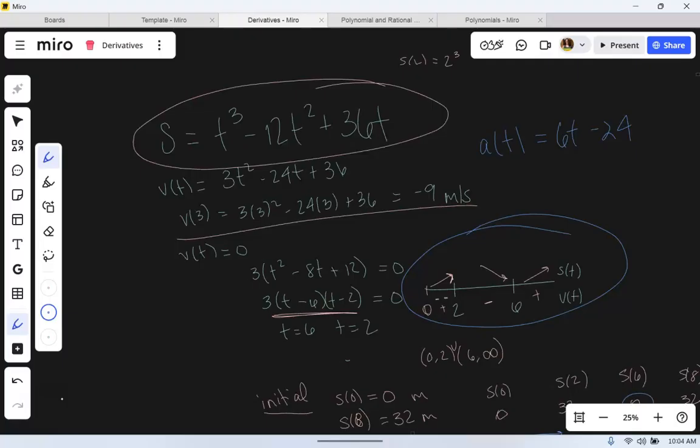Look at you, Gina. Meters per second squared. Then it said the acceleration after 3 seconds. Plug in a 3 there. 18 minus 24 is negative 6 what? Meters per second squared.